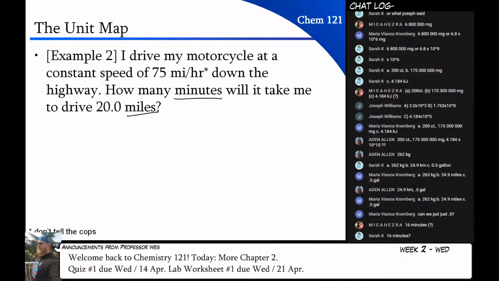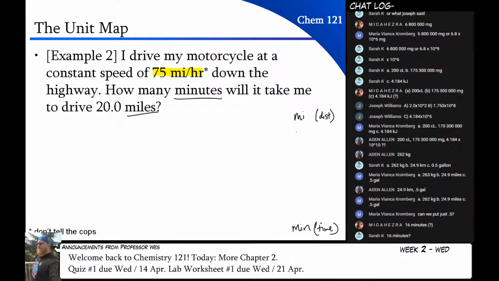All right, let's show how we do this. So, I'm going to go some distance of miles, and I need to figure out how many minutes that takes me to get there. Now, miles is a distance, and minutes is a time. So in order to convert a distance to a time, because they're different dimensions, I need some sort of relationship between them. And that relationship is given in the problem.